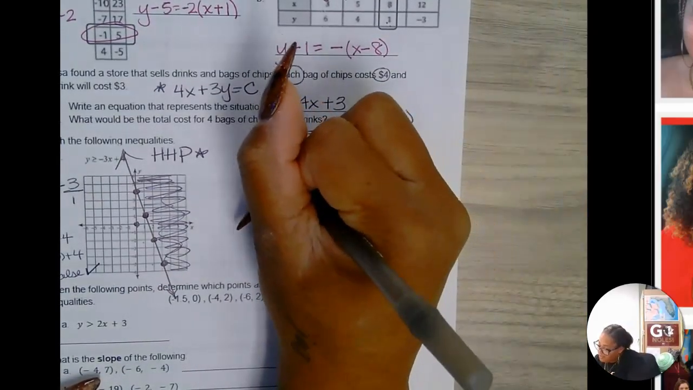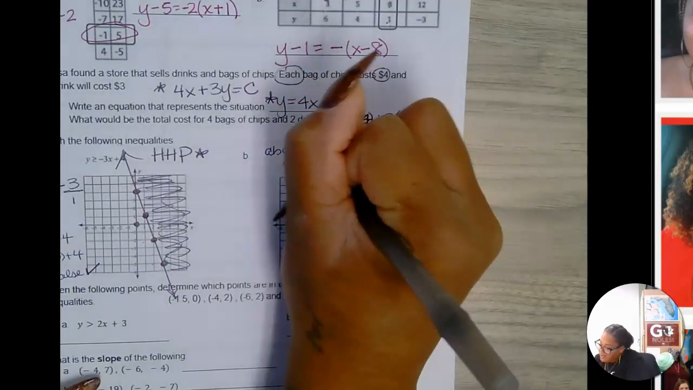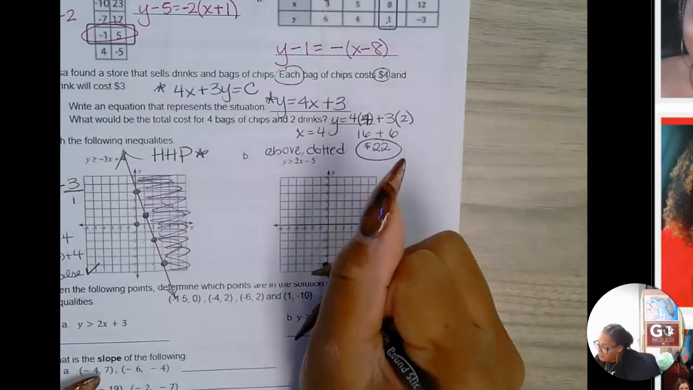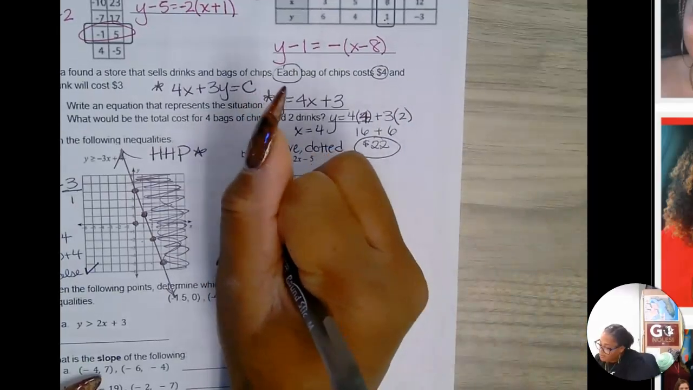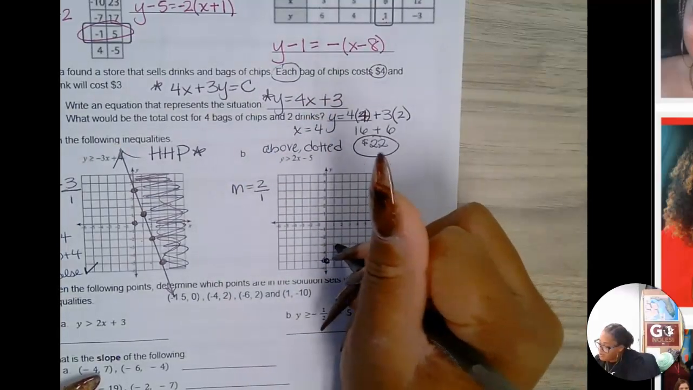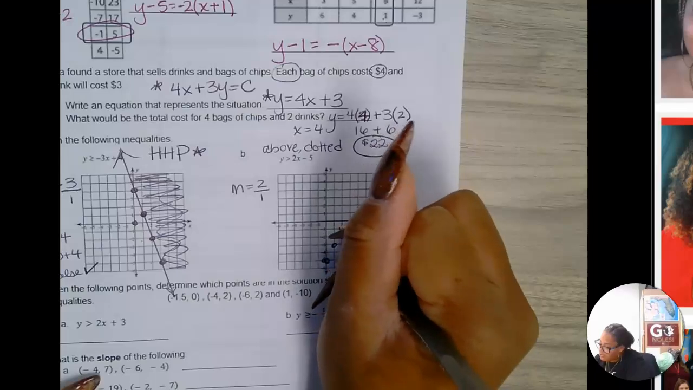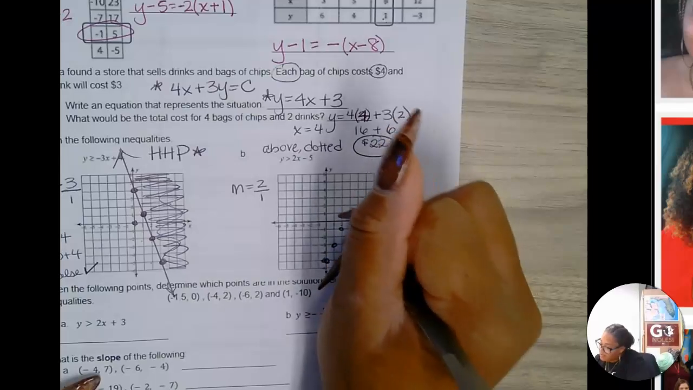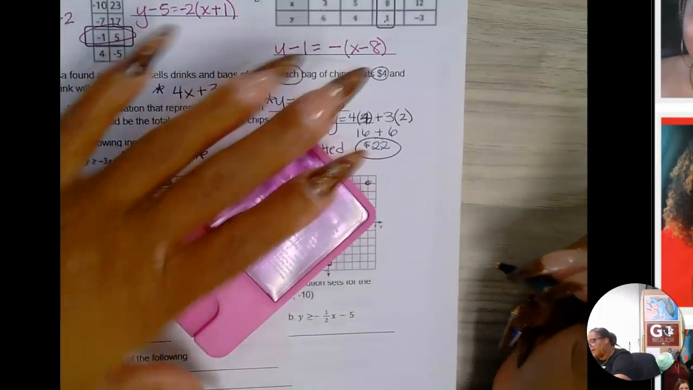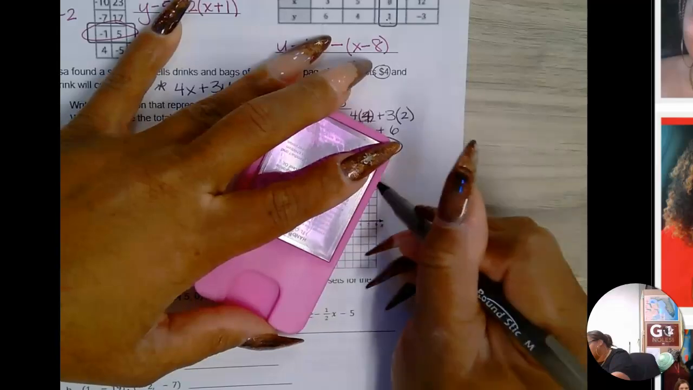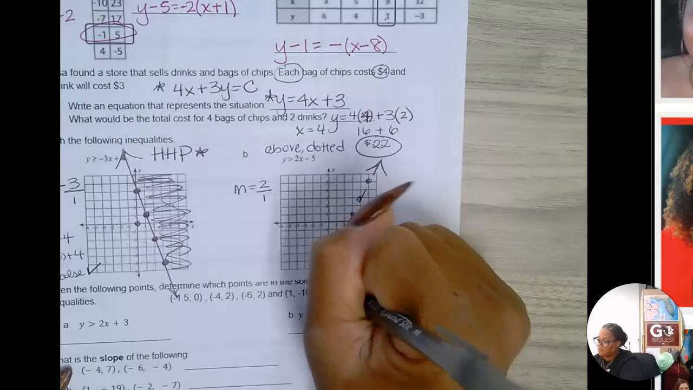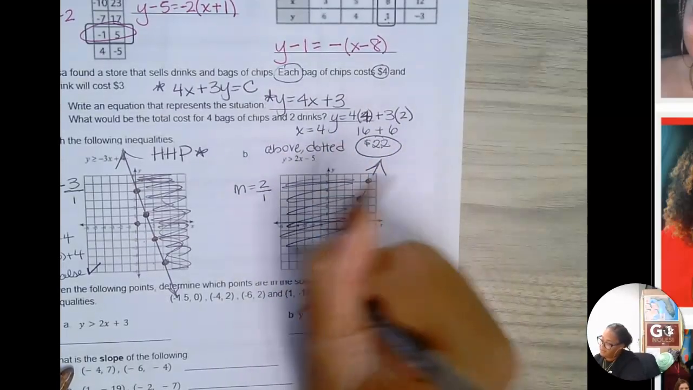All right, over here. This is shaded above and it's dotted. Start at the negative 5. Plot your point. Your slope is 2 with an invisible 1. So go up 2 and to the right 1. Up 2, right 1, up 2, right 1, up 2, and right 1. Let's make my dotted line. And then above would be over here.